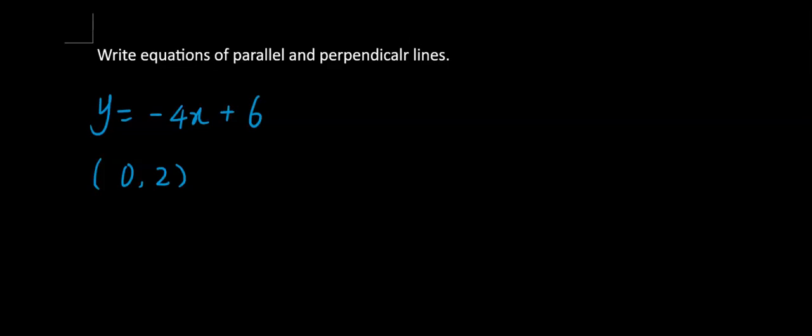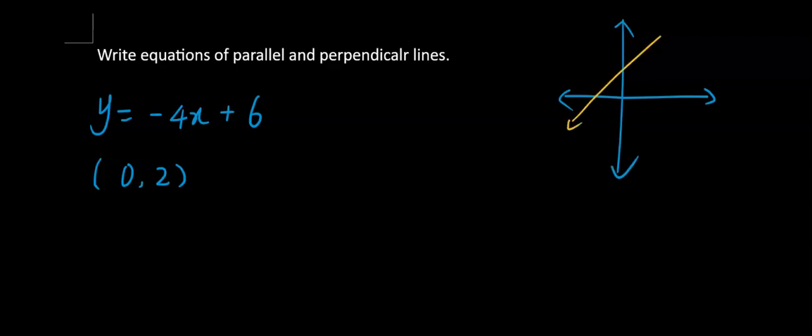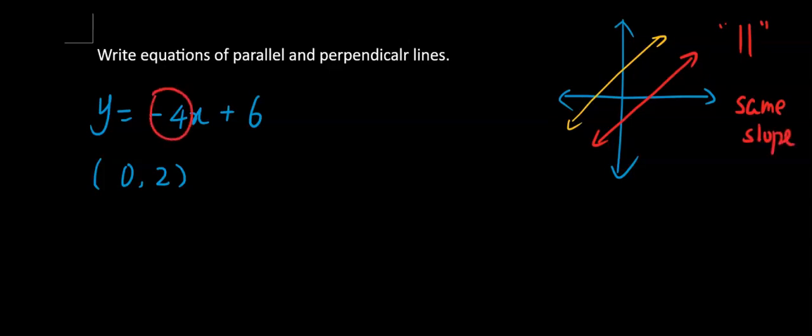Welcome back. We're going to write equations of parallel lines and perpendicular lines. Let's review. If two lines are parallel, we'll mark them with a little yellow and a little red. These two are parallel. That's the symbol for parallel. They're going to have the same slope, which means this slope is negative 4. The new equation will also have a slope that is negative 4.